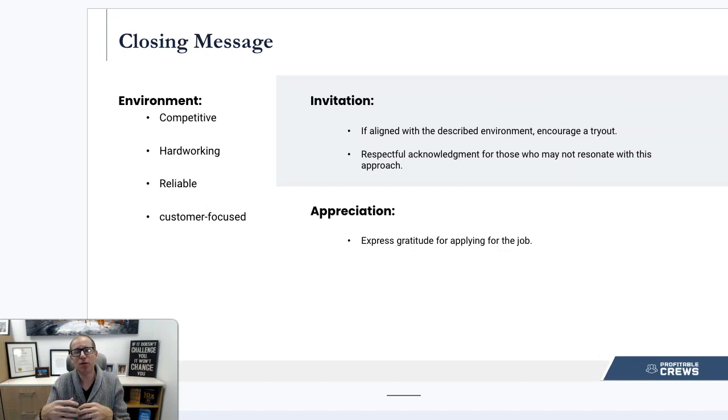We want to express gratitude for them applying for the position, because we don't actually want somebody who's not interested in the position to try out. It's a waste of their time and it's a waste of our time, and it's more work for our foreman to evaluate people. So we really want to do a good job in the recruitment process of being transparent about who this environment is for and who it's not for. And when we do that, what we've seen working with so many companies is all of a sudden it starts to filter out the people who this makes a ton of sense for.